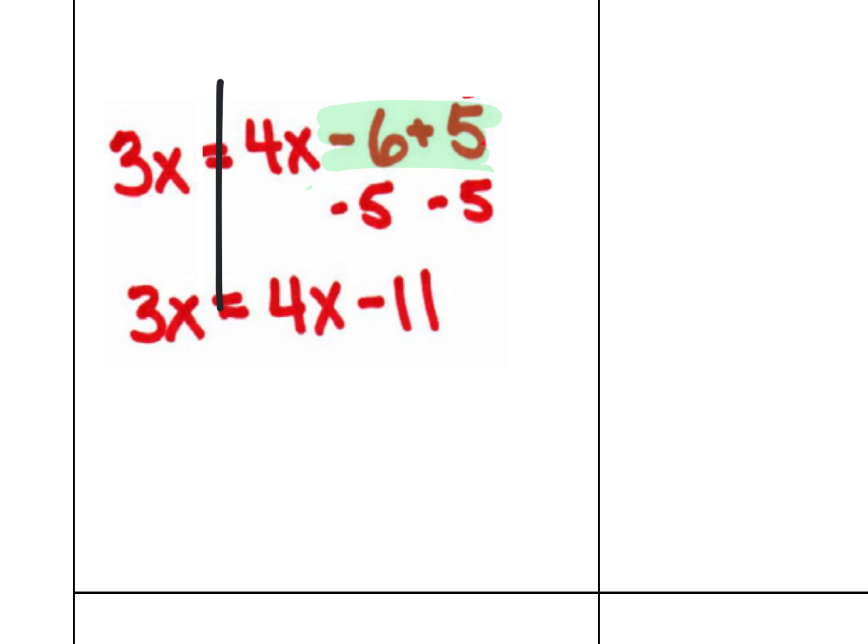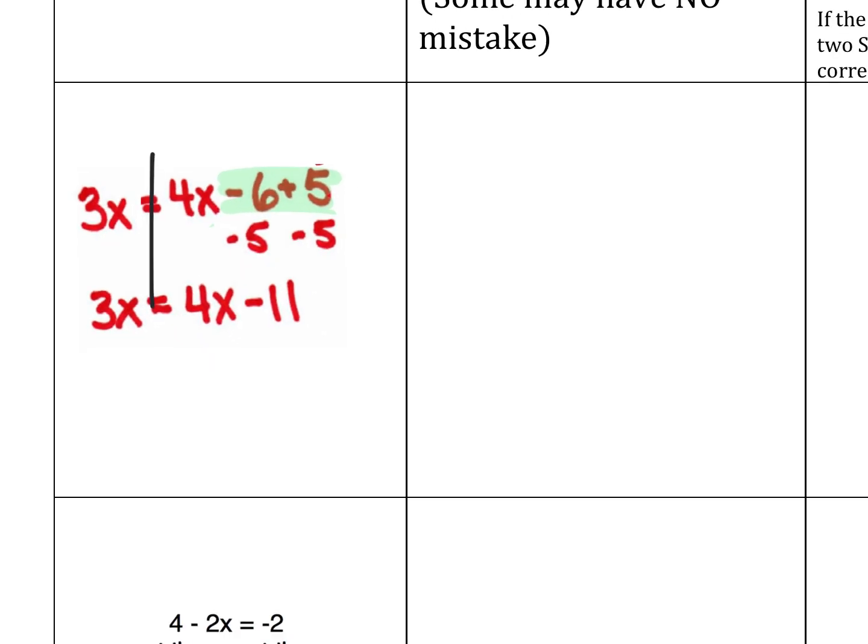In fact, what this kiddo did is they put -5 on the same side twice. So that's not going to get you to the result that you want. What should they do when they're on the same side of the equal sign? Yes, sir? Exactly.